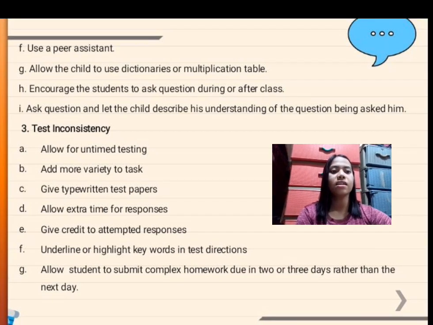Number 3. Test inconsistency. A. Allow for automated testing. B. Add more variety to tasks. C. Give typewritten test papers. D. Allow extra time for responses. Letter E. Give credit for attempted responses. Letter F. Underline or highlight keywords and test directions. G. Allow the student to submit complex homework due in 2 or 3 days rather than the next day.